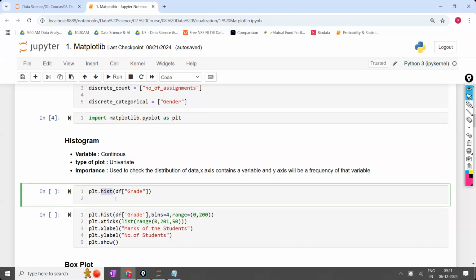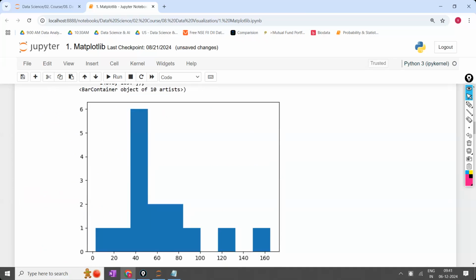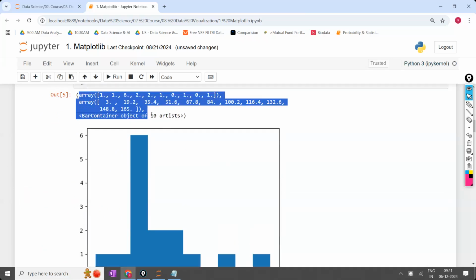Within plt, I'm going to apply the histogram. plt.hist is the function name, and inside that I'm going to give the variable, the particular variable for which I want to apply the histogram: df of the grade column. It is going to give the histogram like this. Now in this histogram, can you see something it is showing?